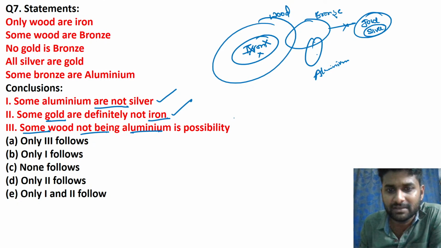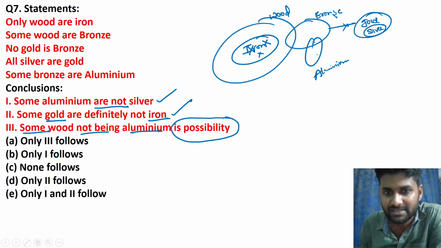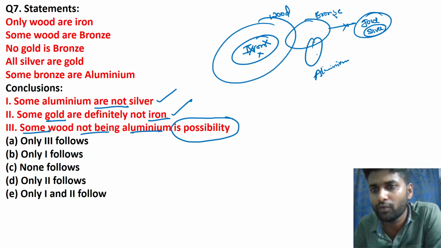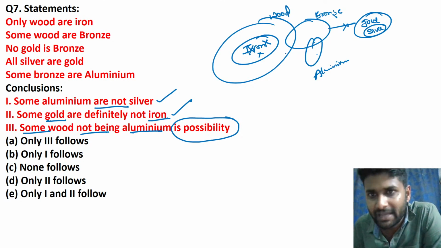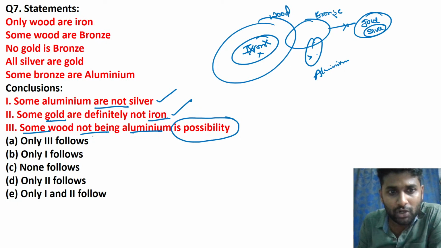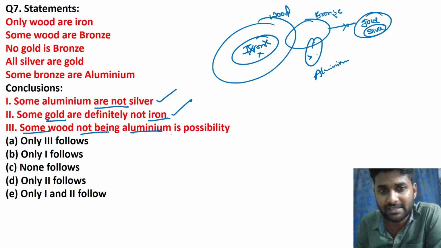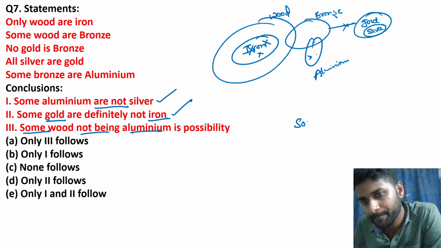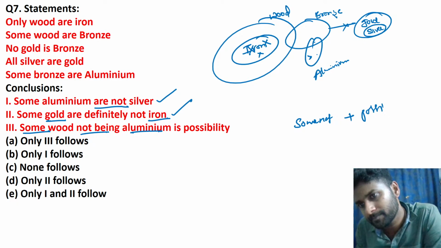Next one, some wood not being aluminum is a possibility. Just observe that they are discussing a possibility. First of all, some wood not being aluminum, wood and aluminum, just verify. Can we assume all wood into the aluminum? Guys, we can assume a relation. All wood can be aluminum. Some wood can be aluminum. Some not plus possibility.